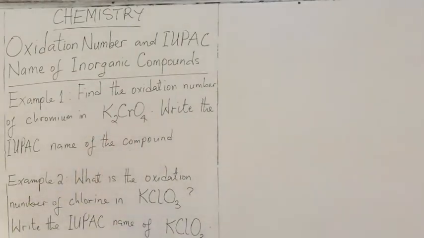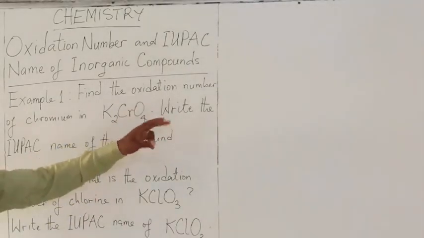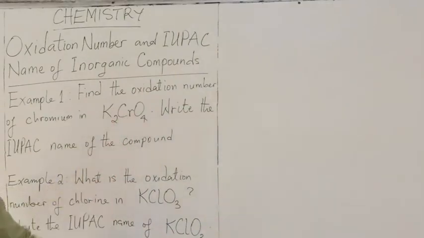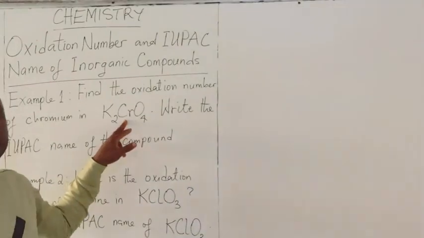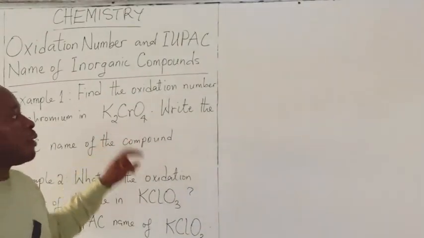K2CrO4 is an inorganic compound. We're asked to find the oxidation number of chromium in this compound. Oxidation number is the same thing as charge. So we're asked to find the charge which this element here carries.